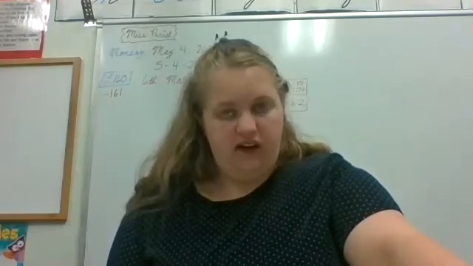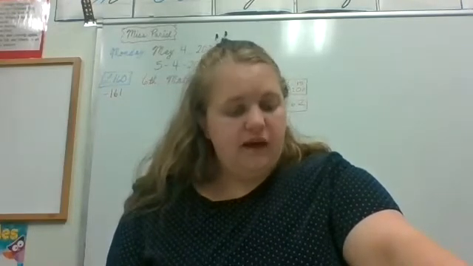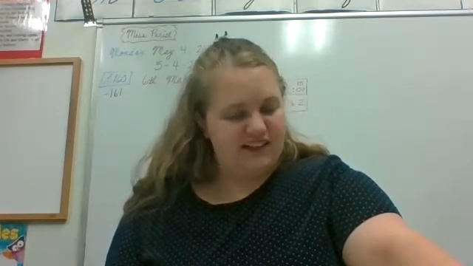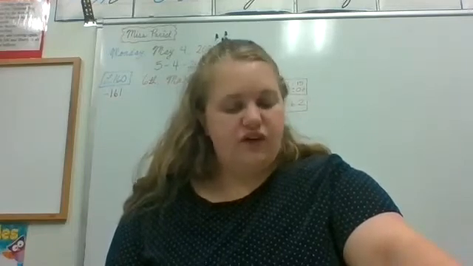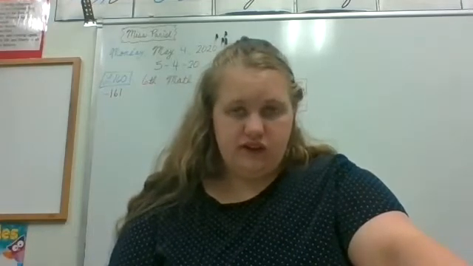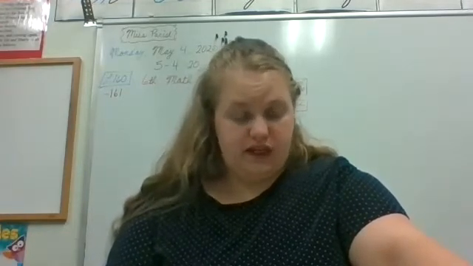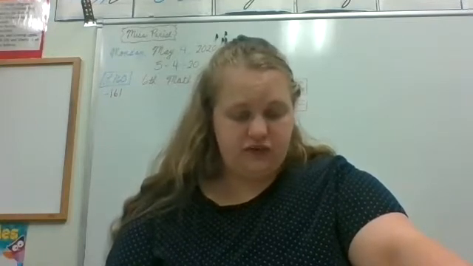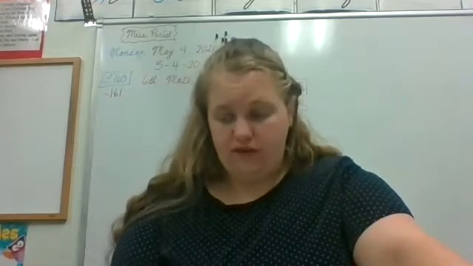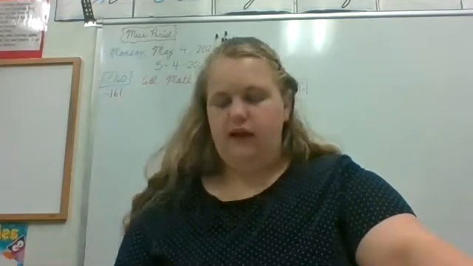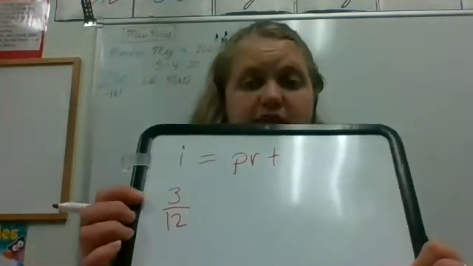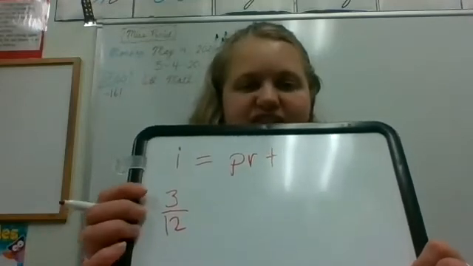Here's an example of one that we could have. Mr. Nichols borrowed $3,000 at 15% rate of interest for 3 months. Your principal is $3,000. Your rate is 15%, or 0.15 when we change it to a decimal. The time is 3 months, so we put 3 over 12, because it's 3 months out of 12 months. 12 months in a year, so 3 over 12.